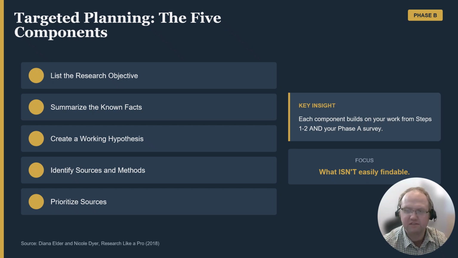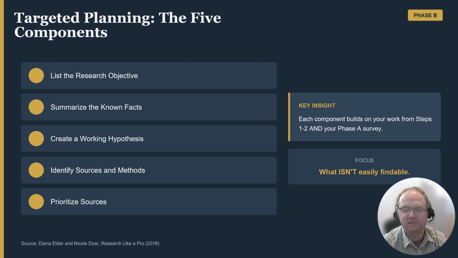Your step 1 objective guides everything. Your step 2 timeline and other preliminary analysis methods produce your summary of known facts. Your Phase A sweeps reveal what's truly unknown. Now you get to formulate a hypothesis, identify sources, and prioritize. What's different from planning without Phase A is you're not starting from scratch. You're not guessing. You're building on a framework of knowledge of what's documented and what gaps remain.